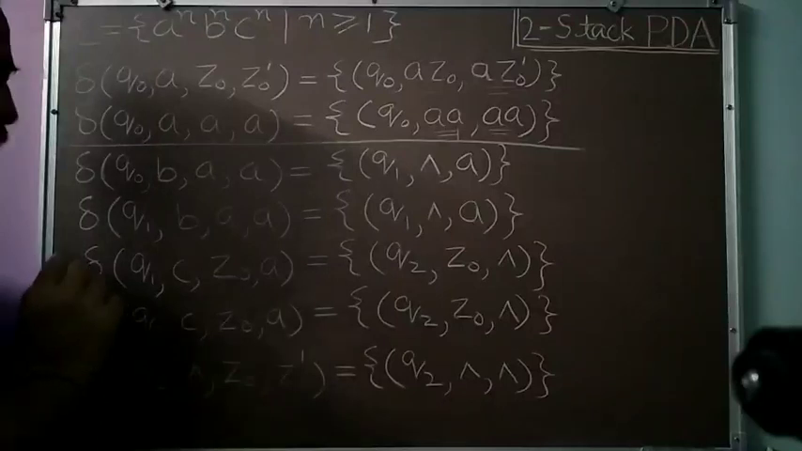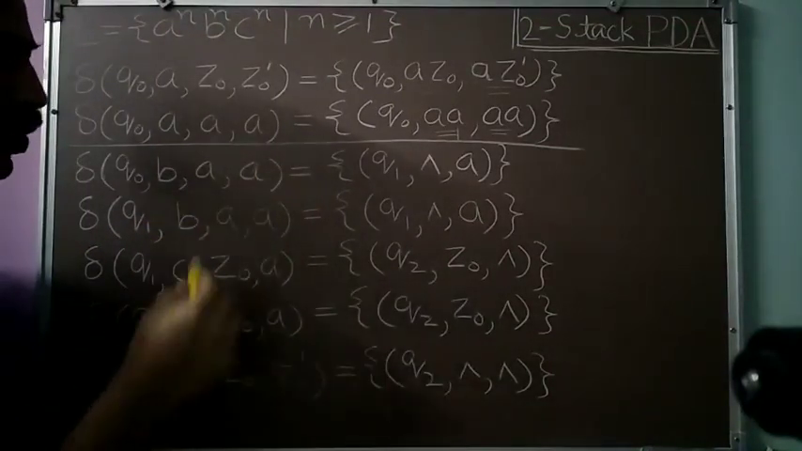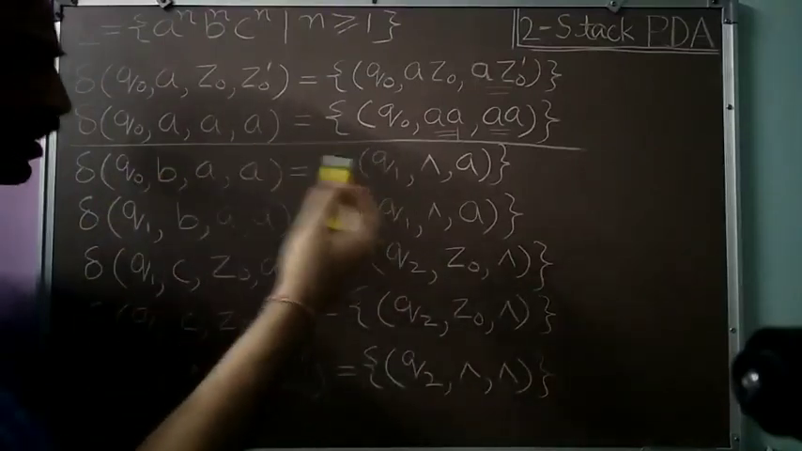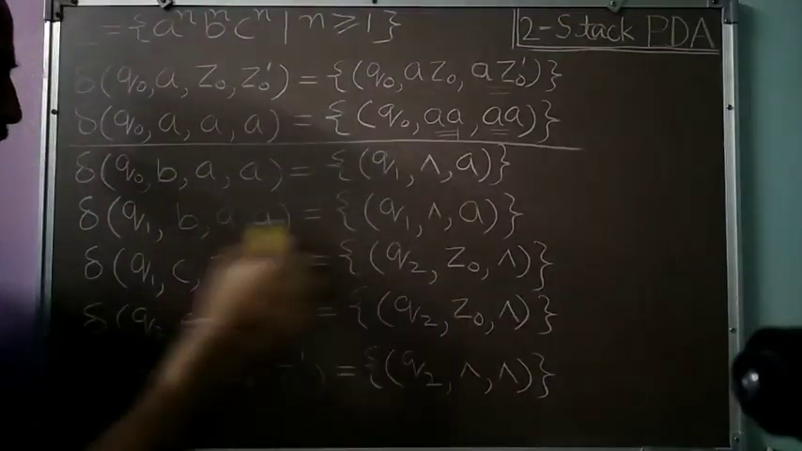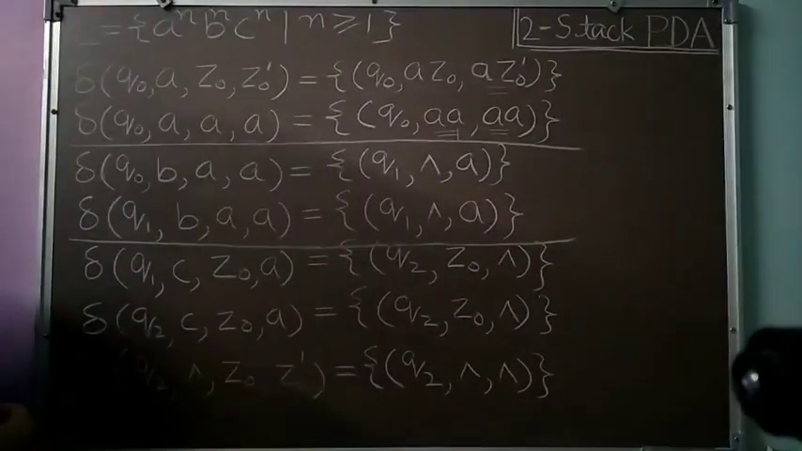That is, we are in the Q1 state getting B's, and on the top of both the push down stores there is a symbol A. Okay, so in this manner we will match all our B's.